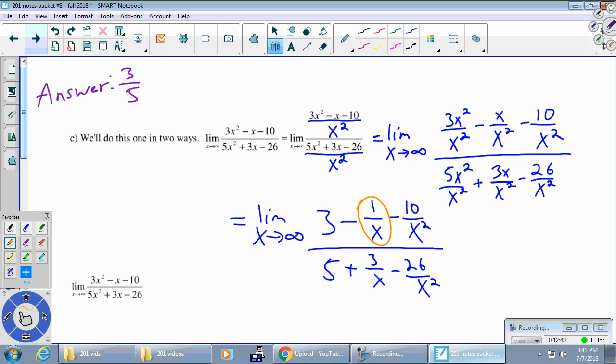Okay, now something magical happens, because x is approaching infinity, and so this 1 over x is really 1 divided by something massive, and 1 divided by something massive approaches a very nice number. It approaches 0. And then 10 over x squared, when x is massive, is also approaching 0, and faster than the 1 over x. And then this 3 over x, 3 over something big approaches 0, 26 over something big squared approaches 0. And so when all is said and done, the only things that are still left are the things that had no x's in them, and that's a 3 on the top and a 5 on the bottom. Don't need to write the limit anymore. We've already taken it.